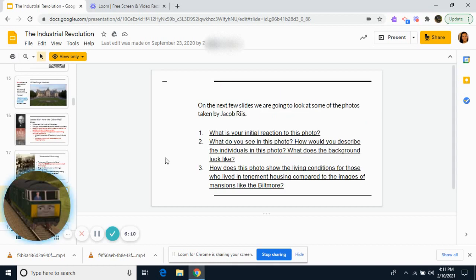On the next few slides, we are going to look at some of the photos taken by Jacob Riis. What's your initial reaction to this photo? What do you see in this photo? How would you describe the individuals in this photo? What does the background look like? How does this photo show the living conditions for those who lived in tenement housing compared to the images of mansions like the Biltmore?